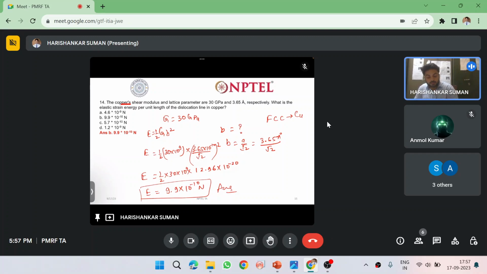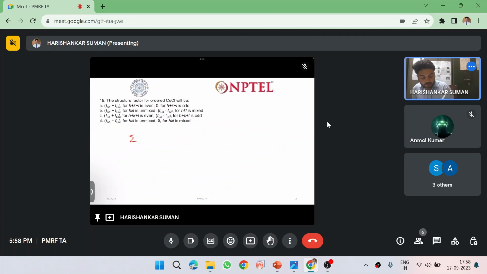Last is the structure factor of the ordered CsCl. Please calculate this. I have discussed it, and we can calculate it as the sum from 1 to m of f_i times e to the power 2 pi i (hkl). This is the formula, and we can calculate like that.